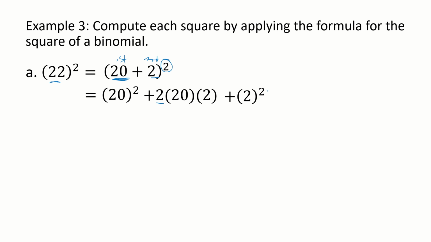So 2 squared. 20 times 20 is just 400. 2 times 20 is 40. Times 2 is 80. Then 2 squared is 4. So that's simply 484. Hundreds place, tens place, and then ones place. So 484.